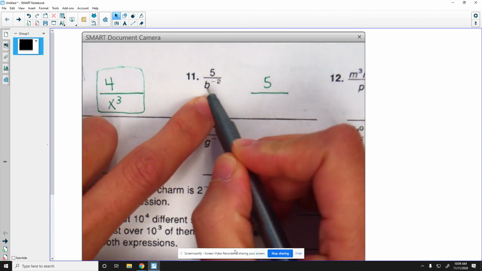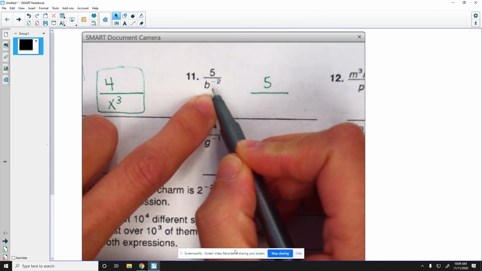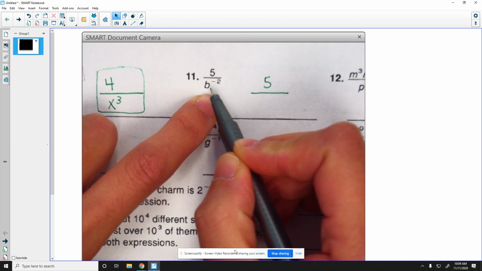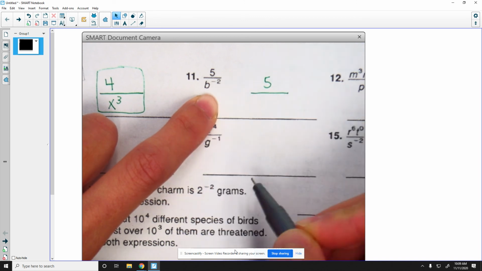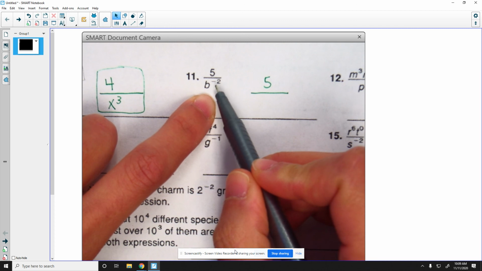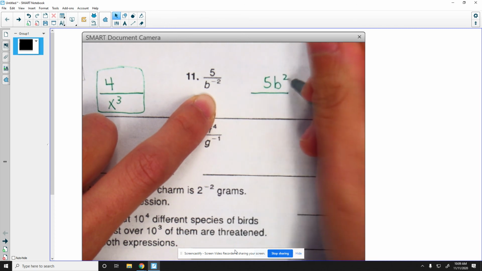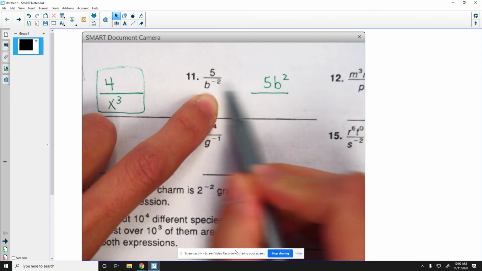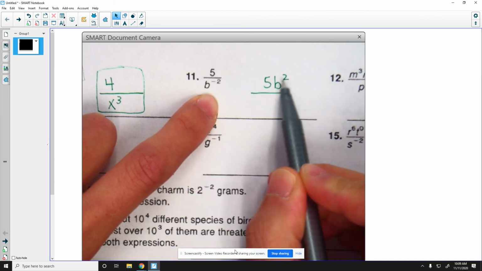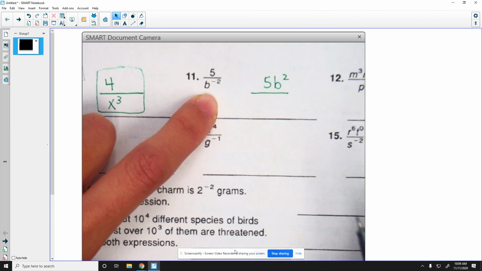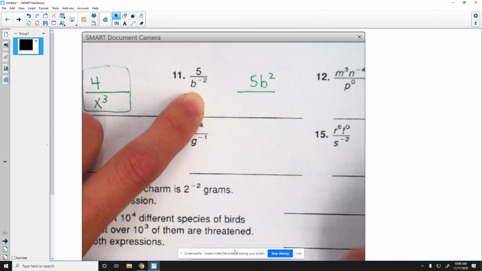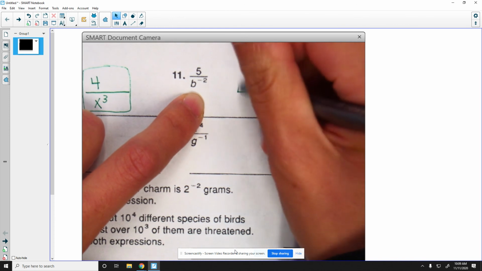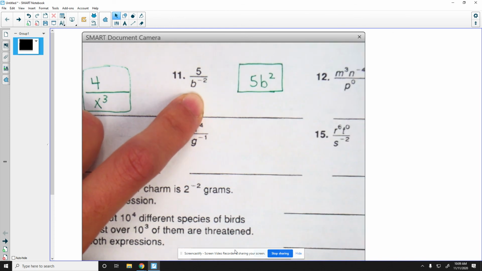Okay, now b to the negative 2 is at the bottom. So when I write my final answer, does b squared go top or bottom? Do you see how it was a negative exponent on the bottom? So since it's at the bottom, you flip it so it goes to the top. But wait, remember the negative disappears. Once you flip it, the negative 2 becomes a positive 2. So there's nothing at the bottom anymore. Is that okay? Yes. You could just write a 1 over it, or you could just leave it like that. That's fine.